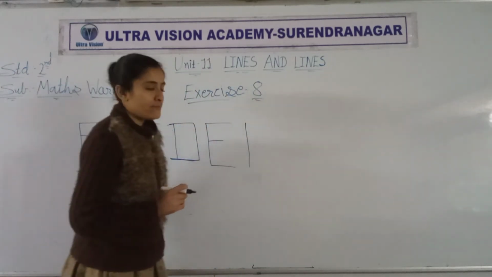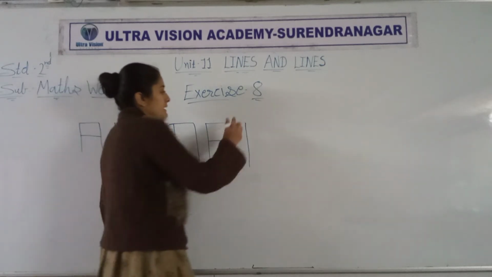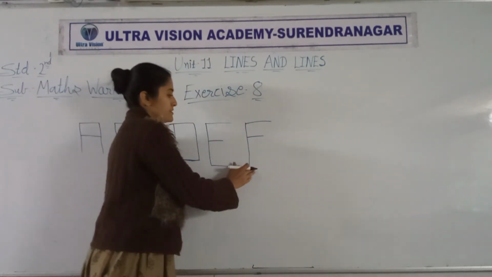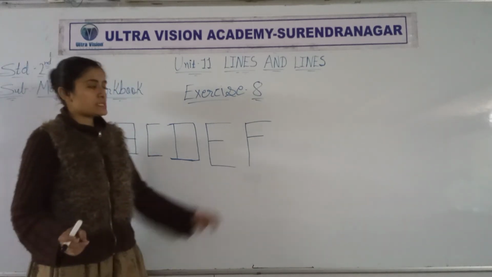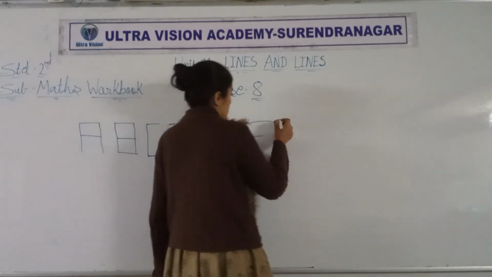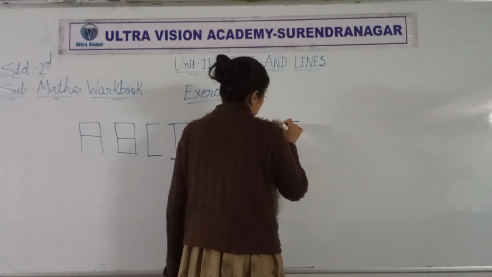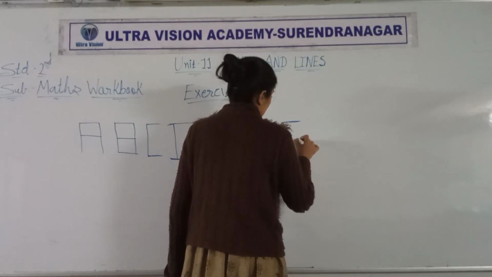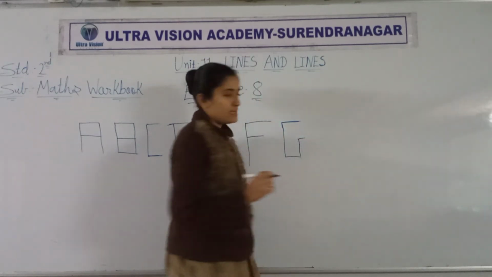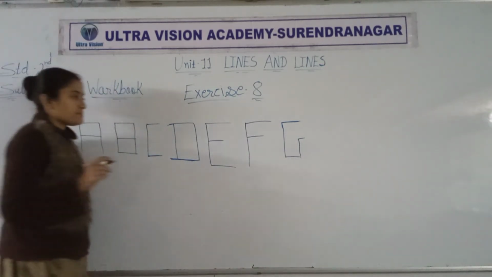Let's make F. First, we have to use here standing line. Then we have to use here sleeping line and also half sleeping line. And we just completed letter F. Let's make a G. We have to use here sleeping line, standing line, again standing line, and again sleeping line, half sleeping line, right? Yes.